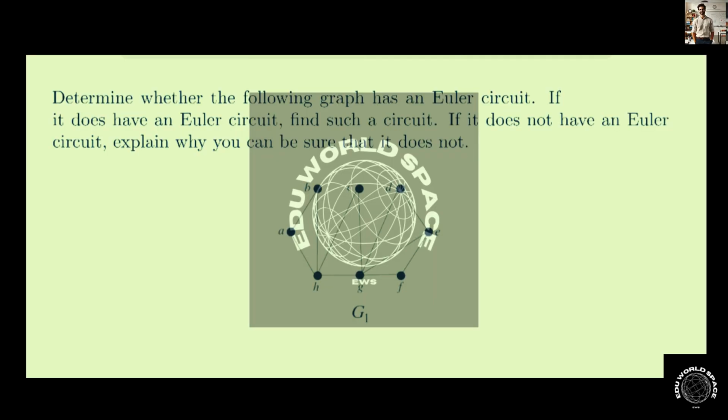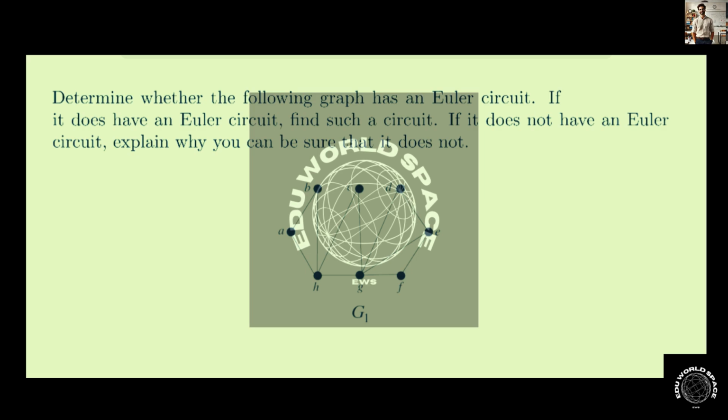The following graph is an Euler circuit. If it does have an Euler circuit, find such a circuit. If it does not have an Euler circuit, explain why. You can be sure that it does not. A lot of this has to do with determining the degrees at each vertex.